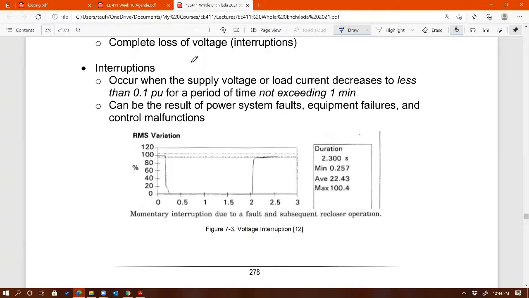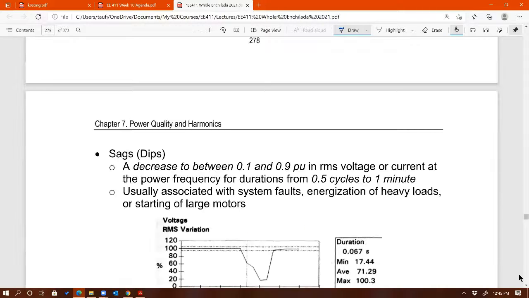All right. Interruptions occur when the supply voltage or load current decreases to less than 0.1 per unit. So 0.1 per unit is basically the same as saying 10% of the normal value, right? So if the voltage or load current decreases to less than 10% of the nominal value for a period of time not exceeding 1 minute, that's called interruption. That could be caused by system faults, equipment failures, and control malfunctions.